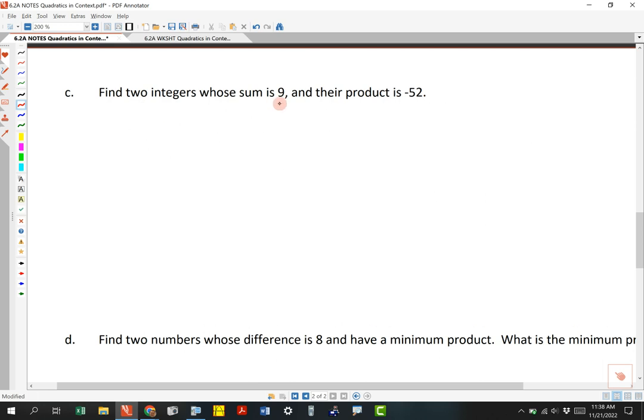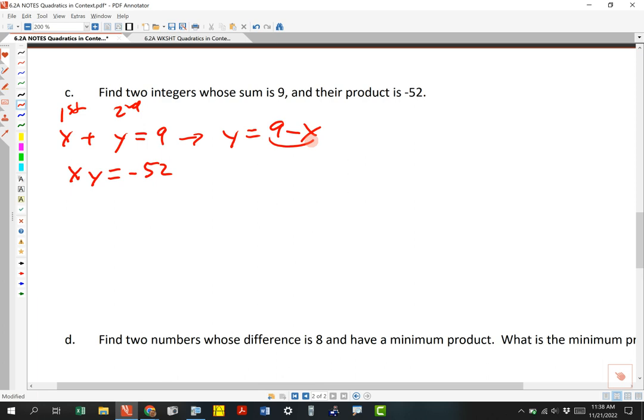Find two integers whose sum is 9, so any two. So I'm going to say the first one is x and the second one is y. And it says their sum is 9. So that means when you add them together, you get 9. And it says their product, so if you multiply them together, you get negative 52. Hang on. So I'm going to solve this for one of them. I'm going to solve for y. I'm going to take this one and write y equals 9 minus x.